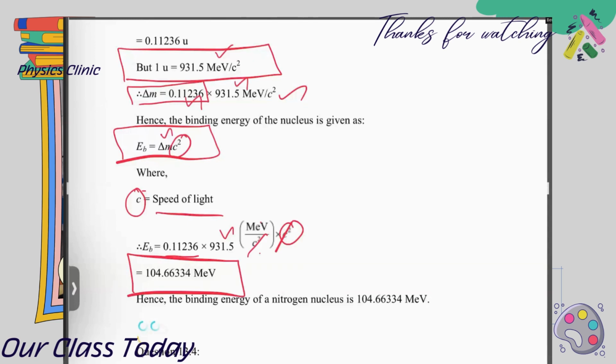So don't extend your answer by substituting all these values for c is equal to 3 into 10 power 8 meter per second. Not like that. Keep in your mind that c square will be coming in the energy relation, so you can cancel it easily. The result will be 104.66334 million electron volt. Got it?